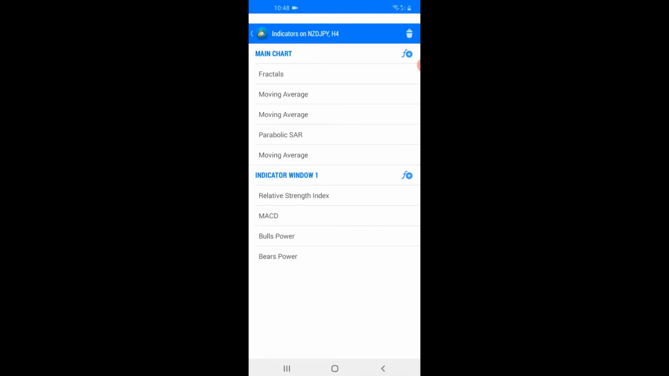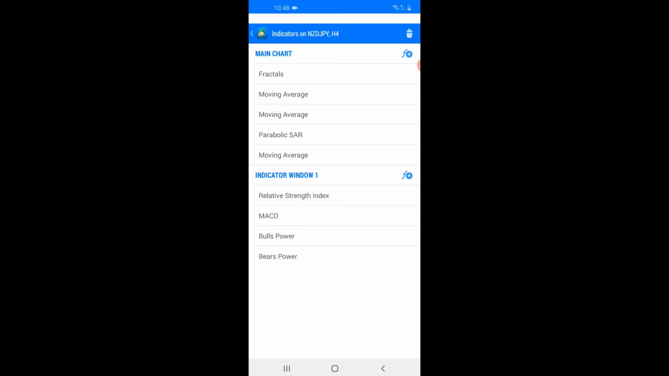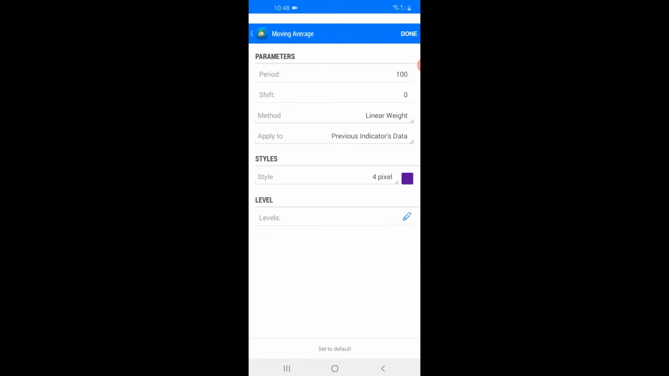Then okay, you go to the second, open this place again, and select moving average once again. In the second moving average, you set the period to 100, shift to 0, method to linear weighted, and apply to previous indicator's data. And of course select the color you wish.